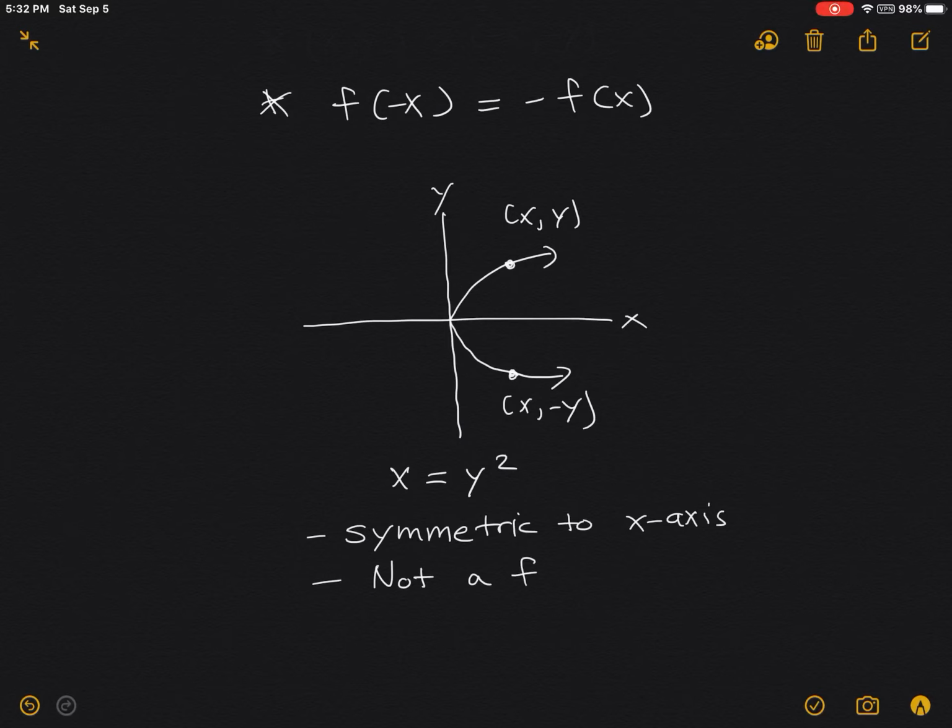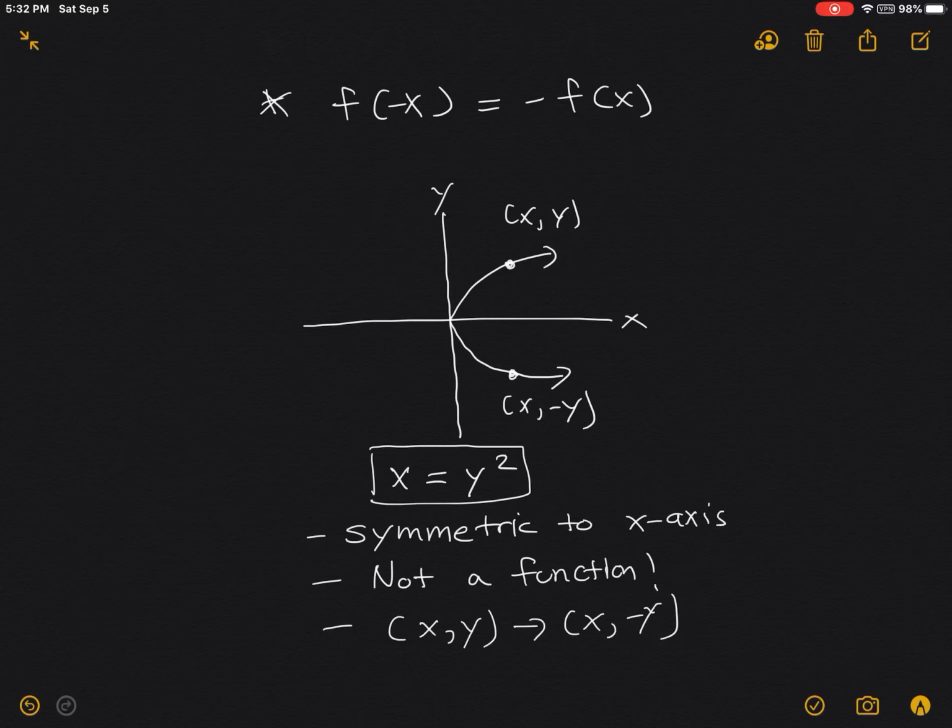So first of all, anything that's symmetric to the x-axis is not a function. You can graphically see it's going to fail the VLT, and of course it does not meet the definition of a function. So you don't really have to worry about anything that's symmetric to the x-axis, but just realize it's not a function. And of course, if you're curious, x comma y becomes x comma negative y. I just wanted to show you that anything symmetric to the x-axis is not a function, and you can see for yourself it's going to fail the VLT.